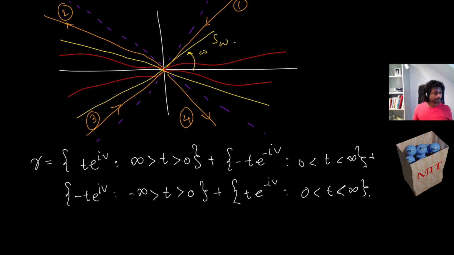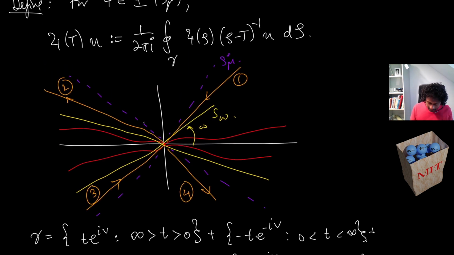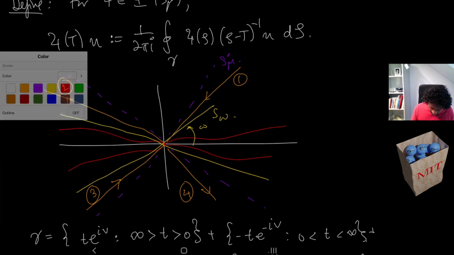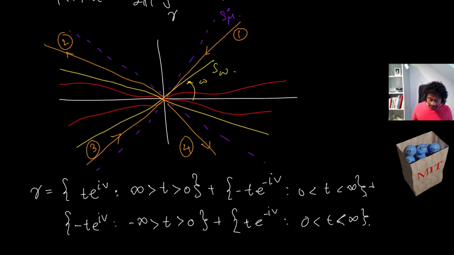Okay, so how do we make sense of this? Well, you would write this integral by cutting this curve off at some value epsilon and 1 on epsilon, and then you would take the limit. This is what we talked about right at the start when we talked about Banach valued integration. So that's how you make sense of this.